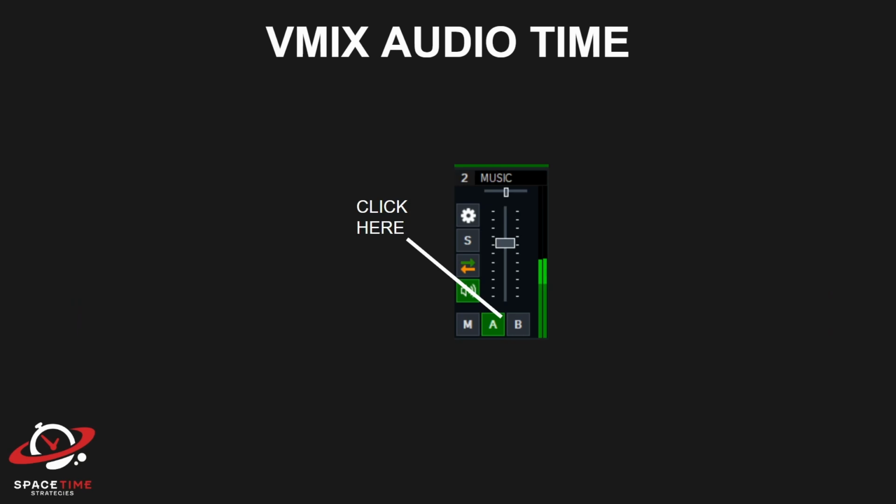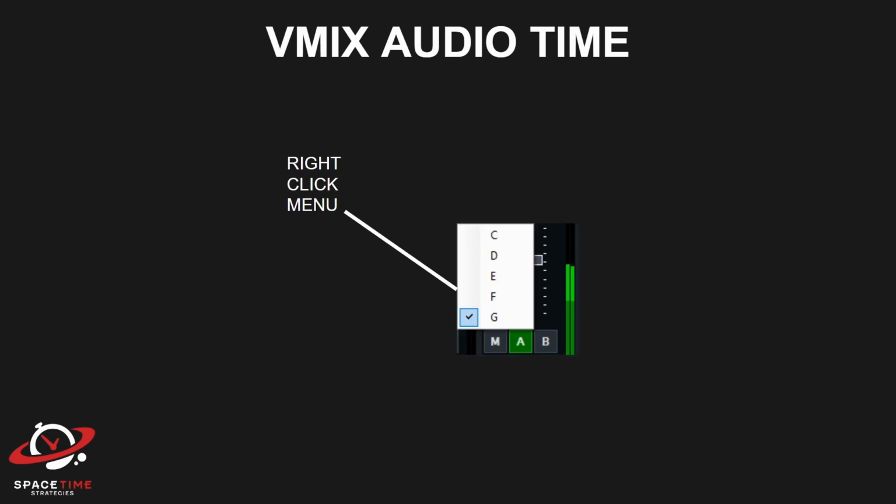To route an input to an audio bus, you can simply click the letter. If it's not master, A or B, you can right-click on the A, B, or master buttons to get a drop-down list where you can select any remaining bus to route that input to. You can route an input to as many audio buses as you want, although generally you'll only do 1 to 3. It really depends on your setup and how you're designing your mix or your other mixes for your other outputs.